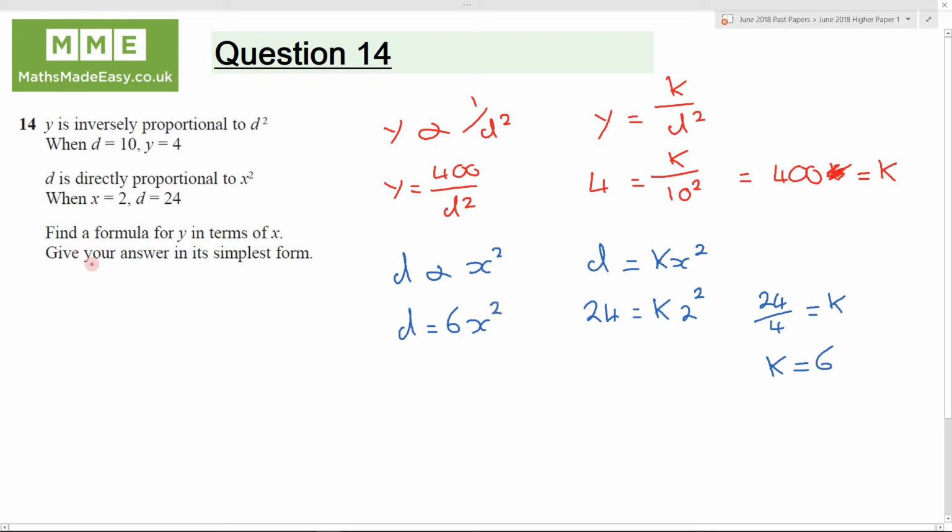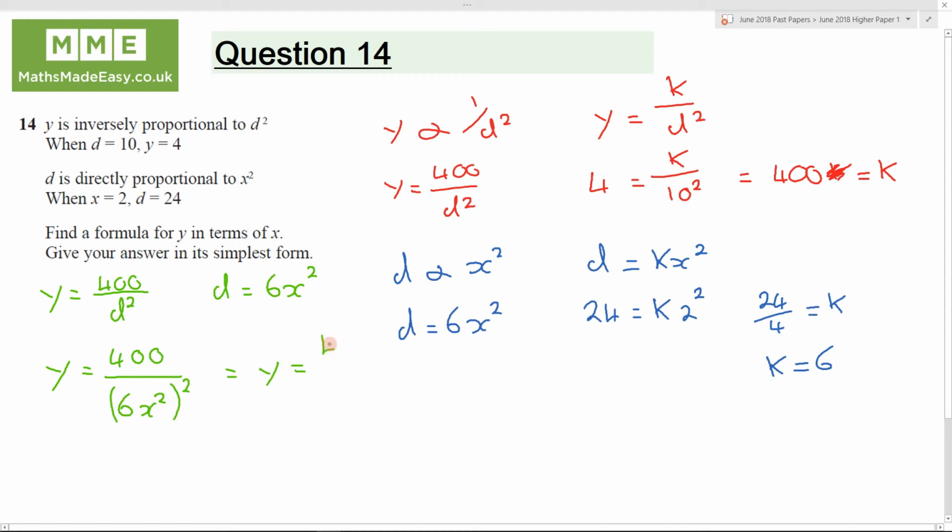Okay. Finally, we have to find a formula for y in terms of x, which means we have to substitute out our d's in both equations. So, we know we have y equals 400 over d squared, and we also have d equals 6x squared. So just subbing these two values in for d, we would get y equals 400 over (6x squared) squared. So now we have to multiply out this square.